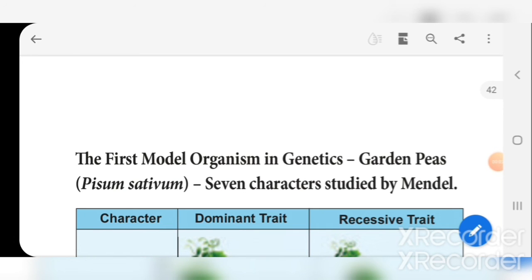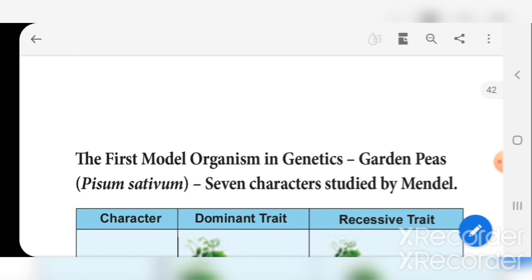Good morning, students. In our first session, we studied what is genetics, its definition, and about Gregor John Mendel and his studies, his history and his works on genetics. So, in this second session, we are going to deal with the first model organism in genetics, that is the garden pea, and the 7 characters studied by Mendel.